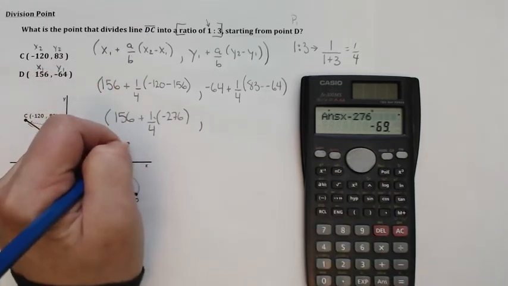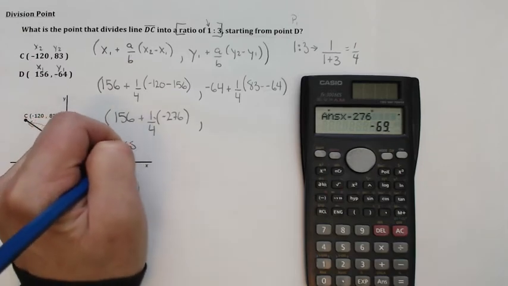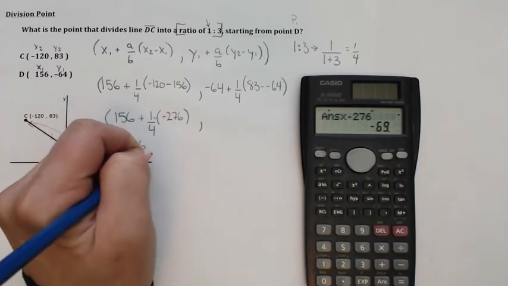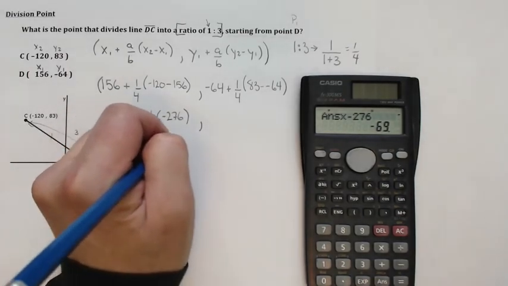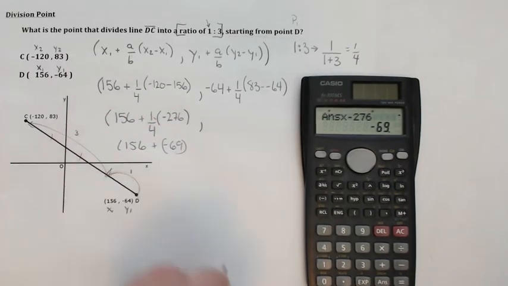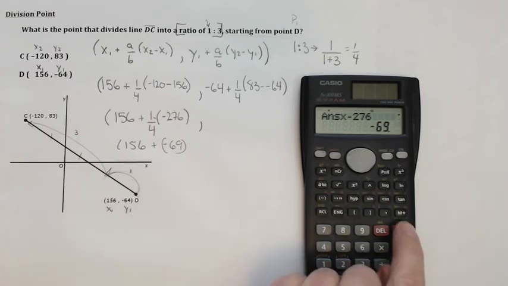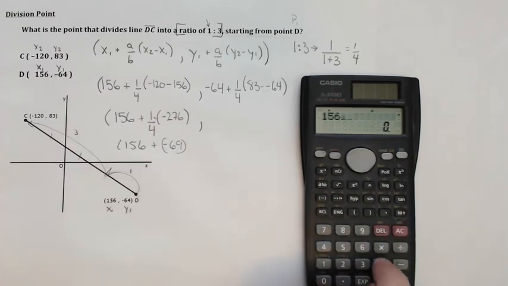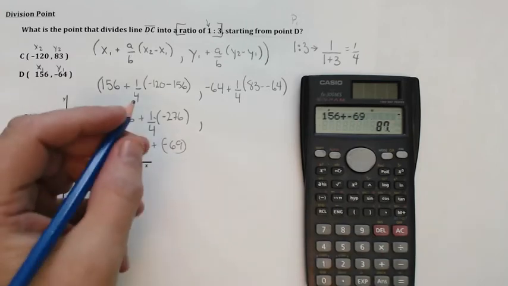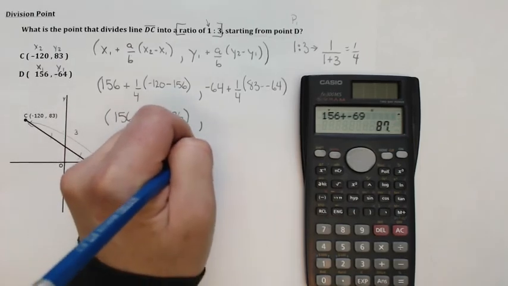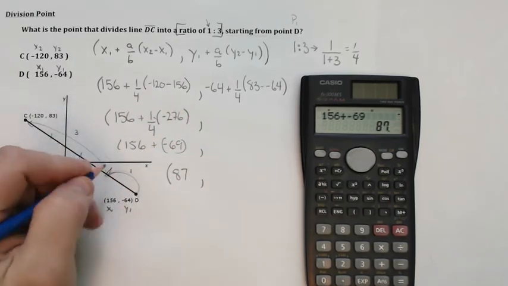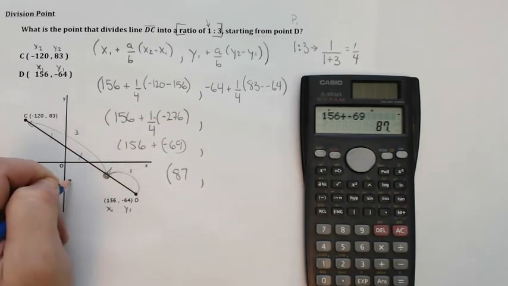So 156, I'm just going to move a little bit, plus negative 69. So that's an easy one to do. 156 plus negative 69 is 87. So that's the x component of that point right there, an 87.